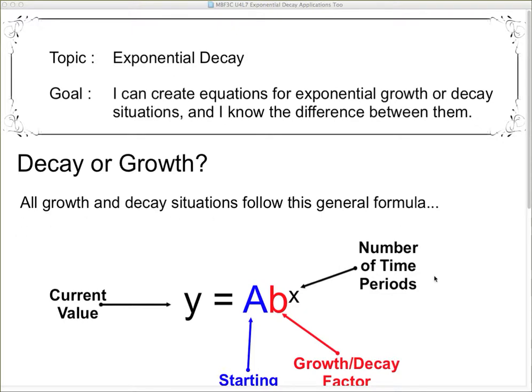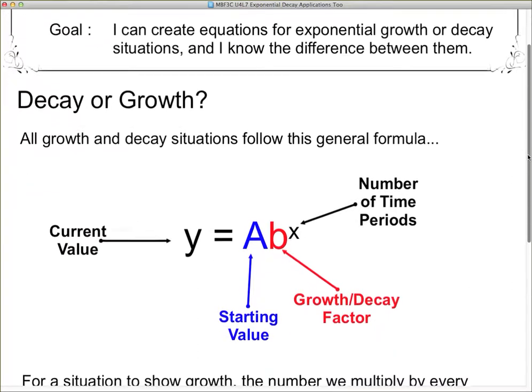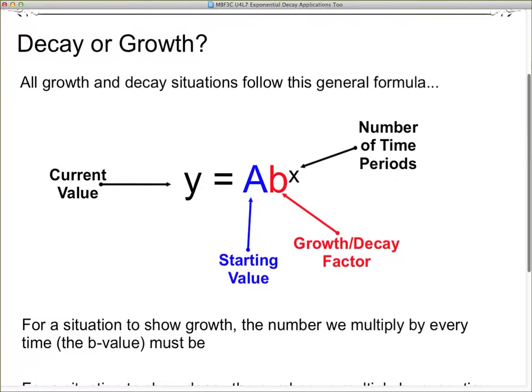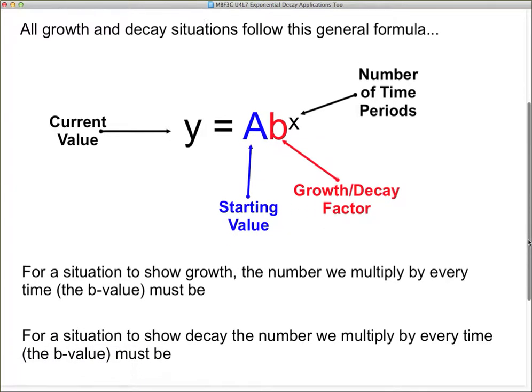All growth and decay questions follow this basic formula, where the current value is y, or some other more appropriate variable that we stick in there. The a is our starting value, b is what we're going to multiply by every time. If it's growing or decaying, we have to decide how we're going to tell the difference, and x is the number of time periods for those decay and growth sections, so the number of decay or growth periods.